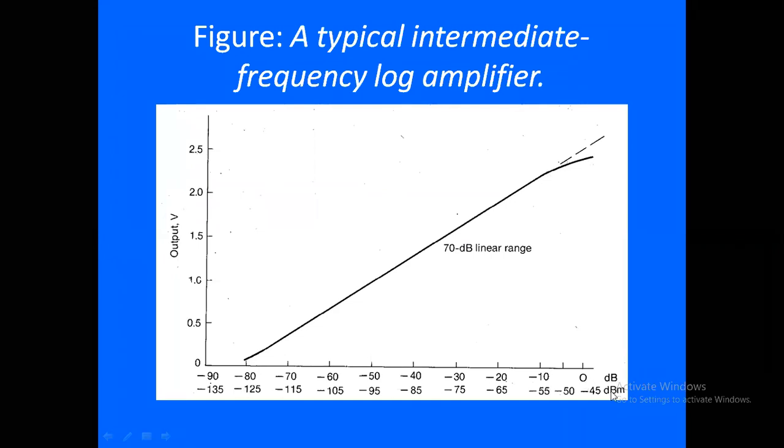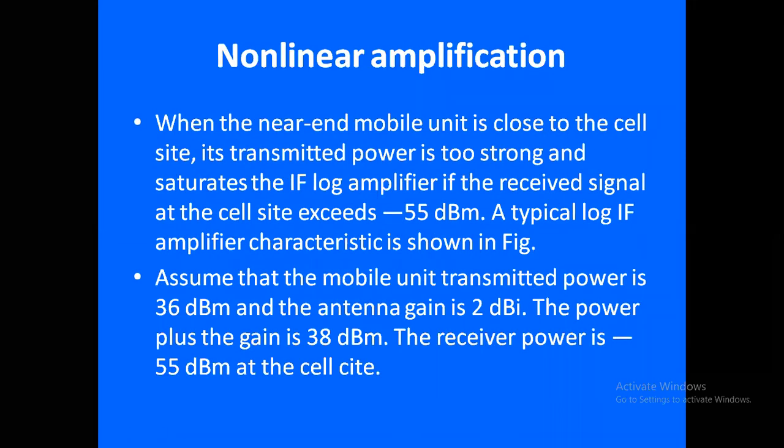So we have dB and dBm, and this is the output. This is the 70 dB linear range. Assume that the mobile unit transmitted power is 36 dBm and the antenna gain is 2 dB. So 36 plus 2 will be 38 dBm, the power plus the gain.